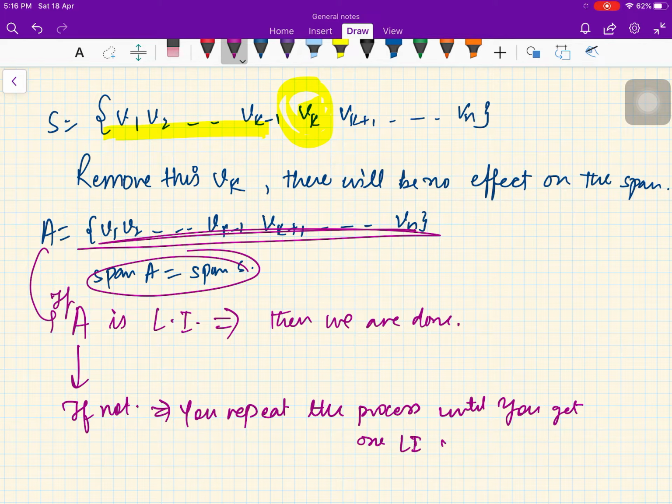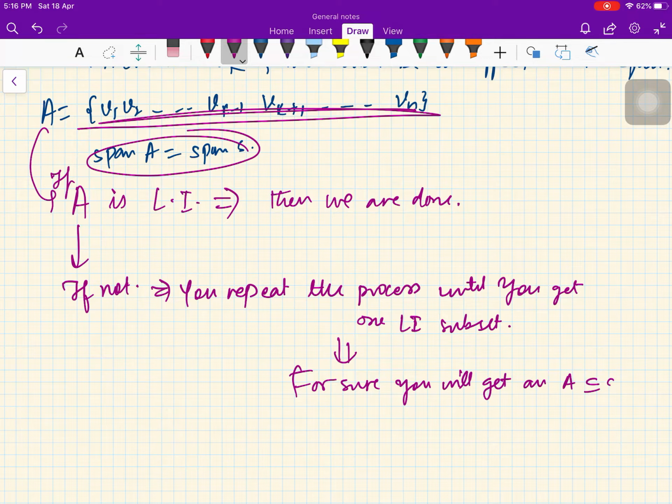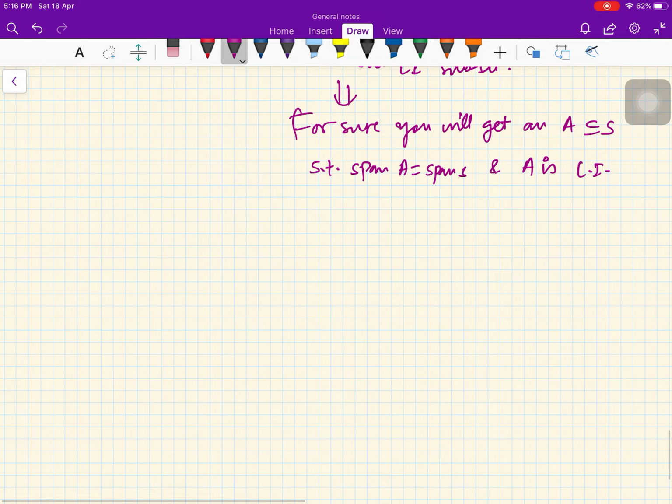Repeat the process until you get one linearly independent subset, and for sure you will stop somewhere, because v1 is non-zero, one of the elements is non-zero. For sure you will get an A which is a subset of S such that span of A is equal to span of S, and A is linearly independent, right? Okay, so we can do some examples now.